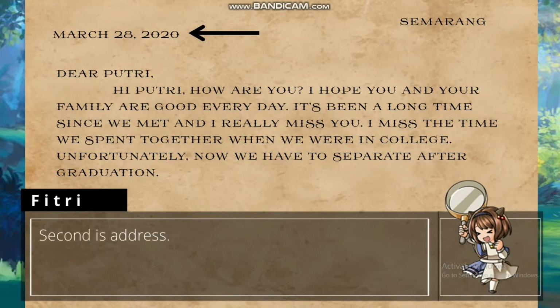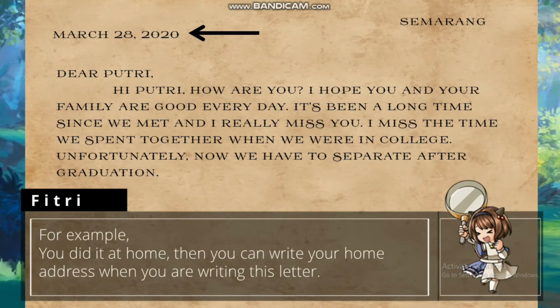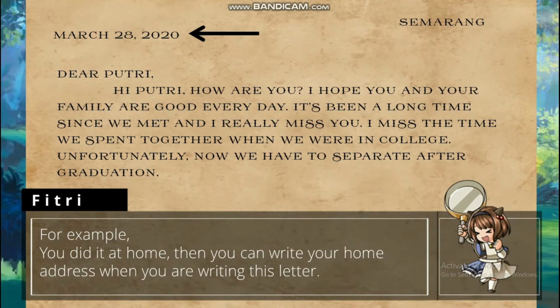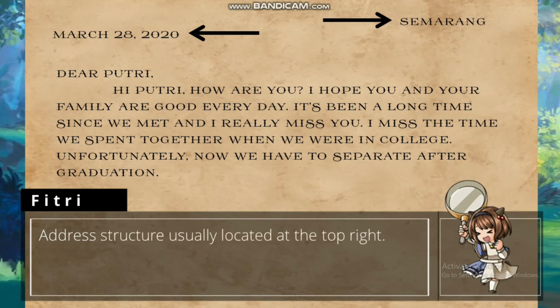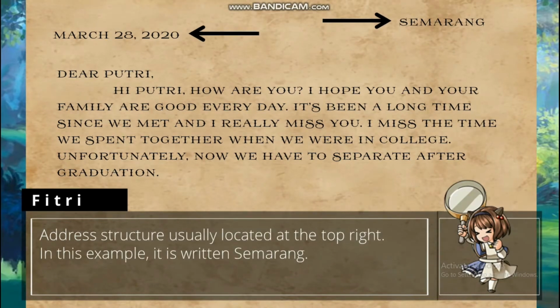Second is address. This address is where you wrote this letter. For example, if you did it at home, then you can write your home address when you are writing this letter. Address structure is usually located at the top right. In this example, it is written Semarang.